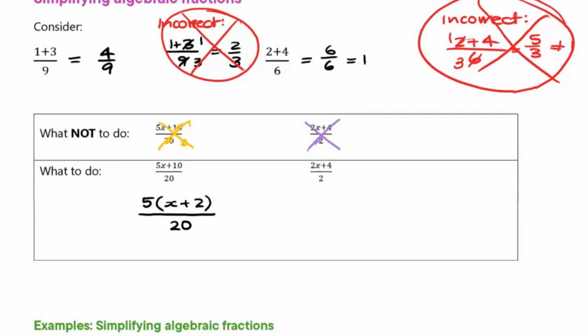Then we divide by that 20, and we say, okay, now I can cancel things out. So now I can say if I divide everything in the numerator by 5, that gets rid of this 5, and 5 divided by 5 is 1. That's what we're doing when we're cancelling, we're dividing. And we say, well, how many times does 5 go into 20? That's 4 times. So this gives us the correct answer of x plus 2 over 4.